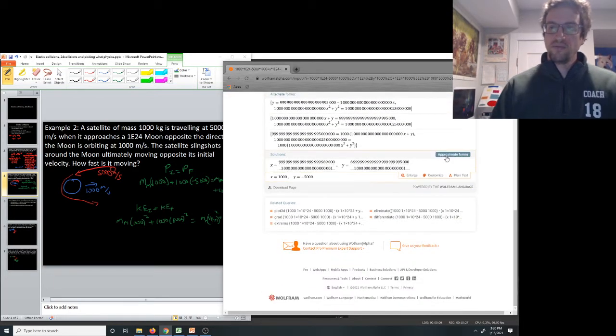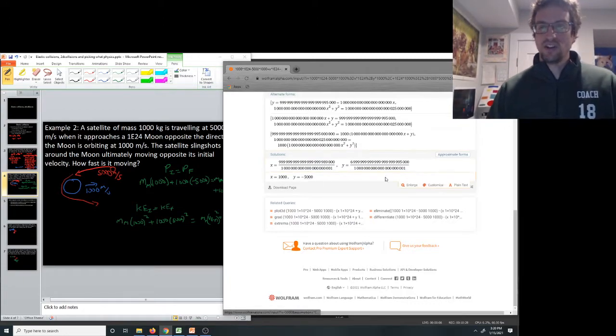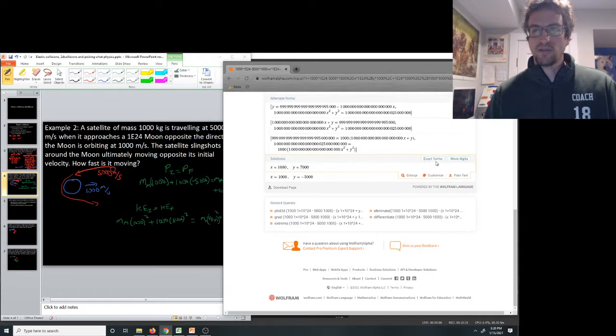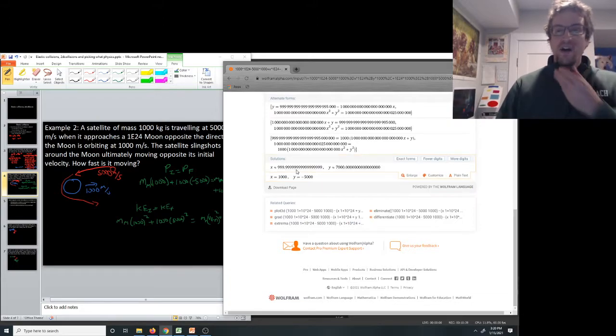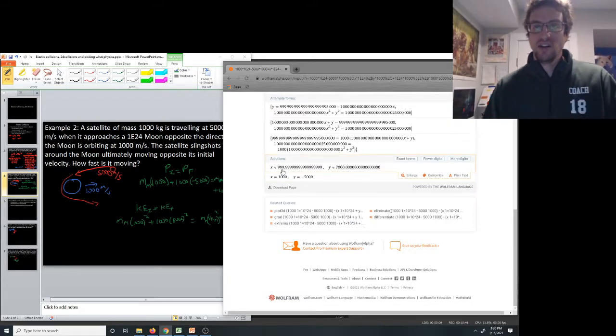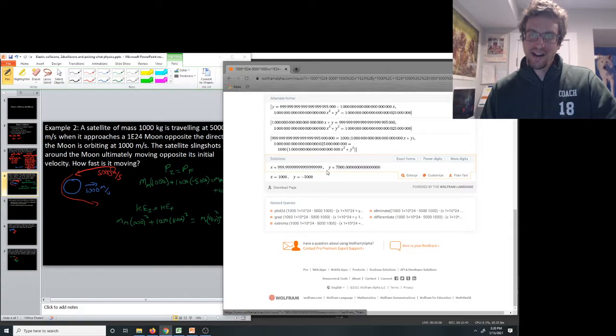I scroll down, and you can see I got two answers here. And I can get the approximate forms, more digits here. One of my answers is 1,000 and negative 5,000. That means I've entered it right, because those are the initial values. The other answer here is 999.99999, which basically means the moon didn't slow down at all.